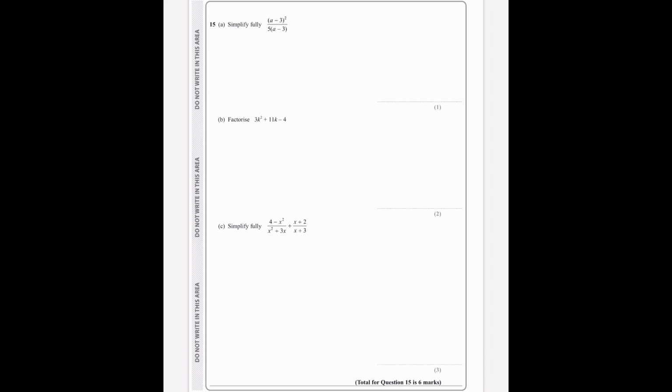Question 15, cancel an a minus 3, so we're left with an a minus 3 and just the 5 at the bottom. Factorising, 3k minus 1, k plus 4.